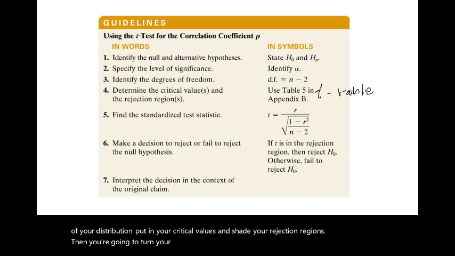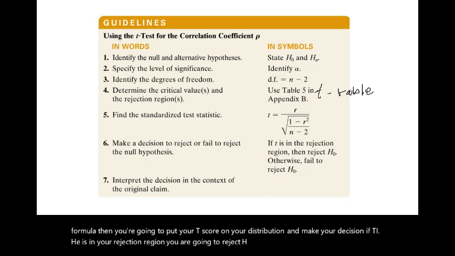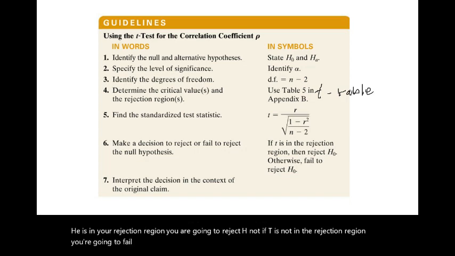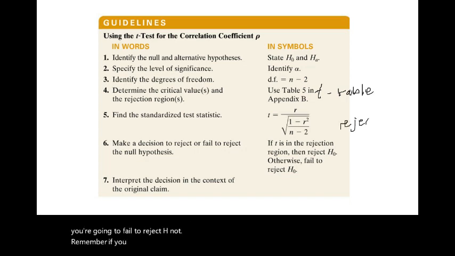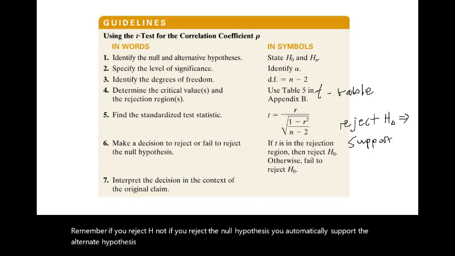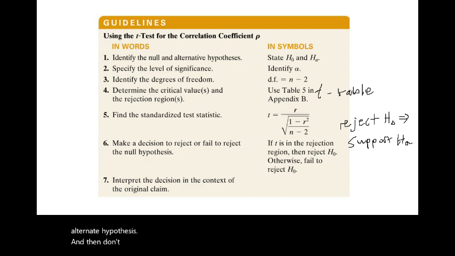If t is in your rejection region, you are going to reject H0. If t is not in the rejection region, you're going to fail to reject H0. Remember, if you reject the null hypothesis, you automatically support the alternate hypothesis, HA. And then don't forget to interpret your decision back in the context of the problem.